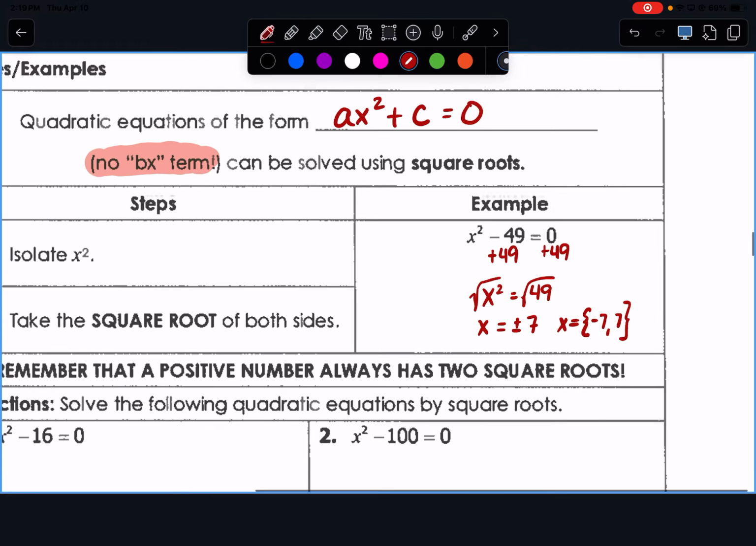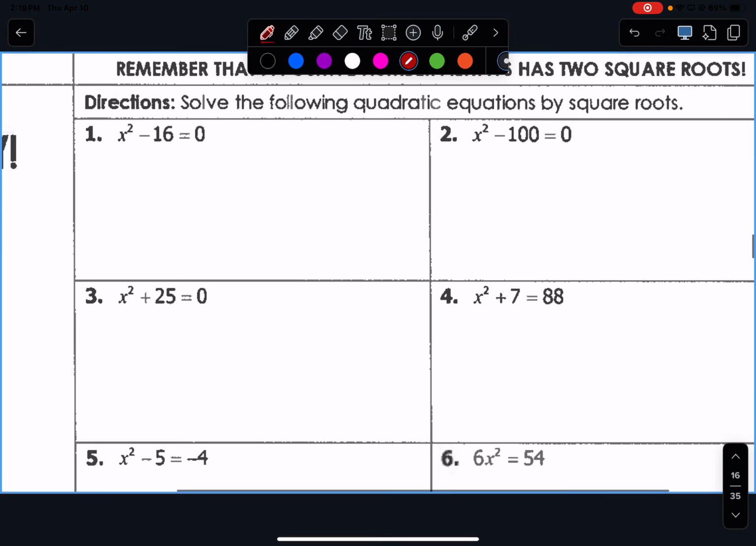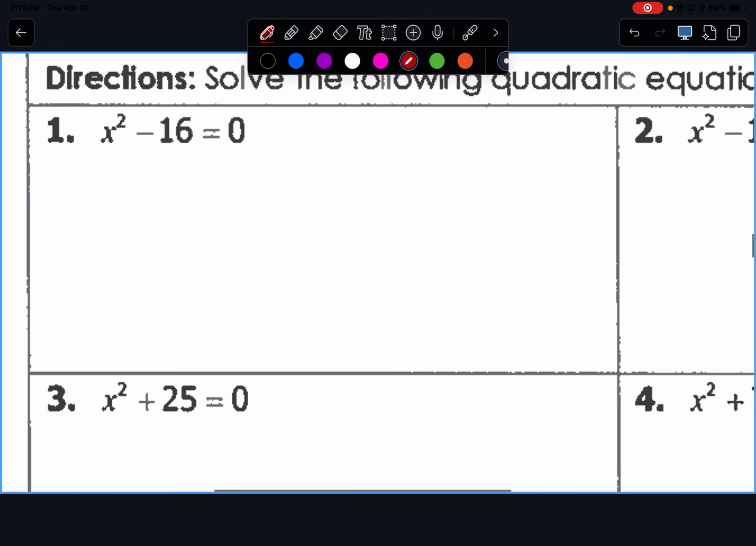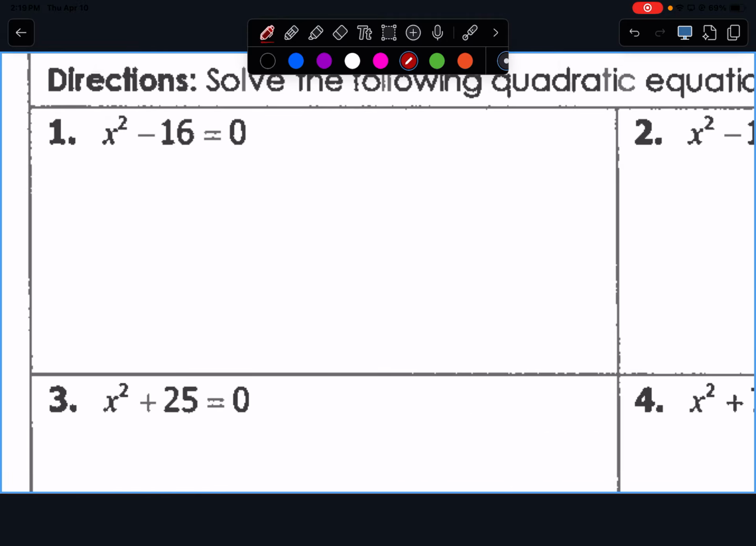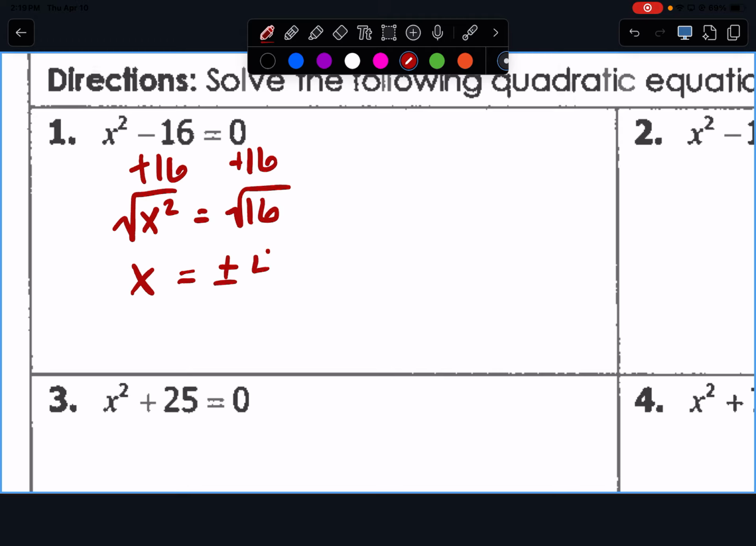Okay, so I want us to look at, we're going to go through all of the odd problems plus number 8. Okay, so for number 1, what do? Add 16. So we're going to get x squared is equal to 16. Then what? And so x is going to equal positive and negative 4. So our solution set would be negative 4.